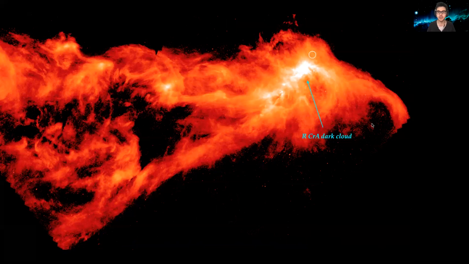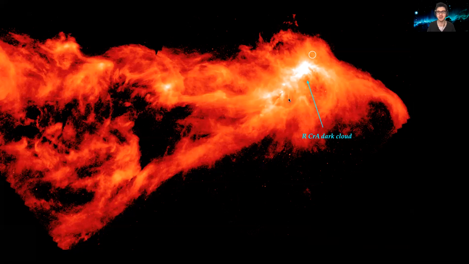Where is our object of interest? It is located at the edge of the R CrA dark cloud, which is a region of known ongoing star formation, hence very young.